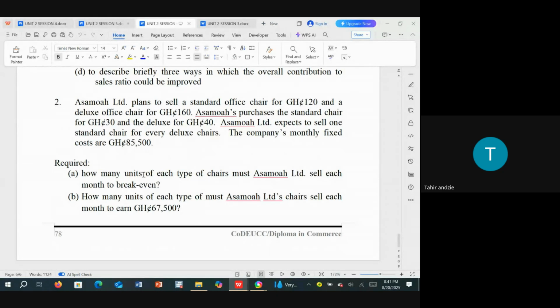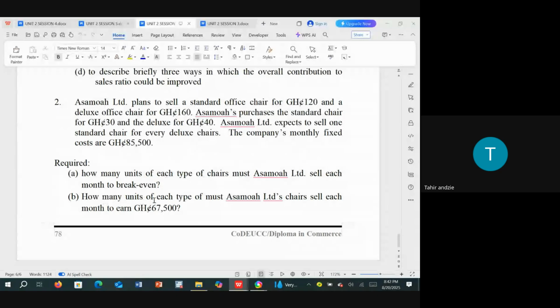Now, how many units of each type of chair must Asamoah Limited sell each month to break even? Once you have the break-even sales, you divide them among the two chairs, and once you have their selling prices, you determine the quantity they have to sell.